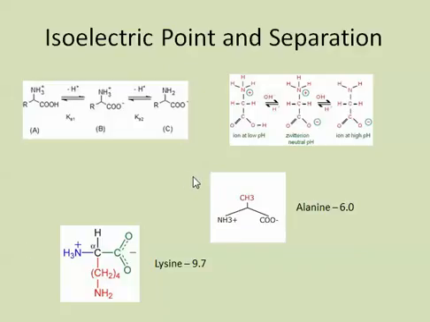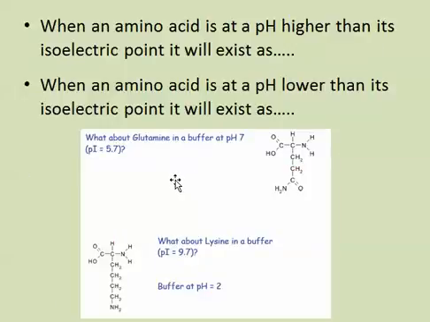So this idea of gaining and losing protons from our amino acid leads to an isoelectric point. So at our isoelectric point, you can see we've got our zwitterion existing, and above or below that we're going to expect to see maybe an overall charge on our amino acid. So at these isoelectric points, this is what the amino acids look like. And that idea is important in enabling us to separate amino acids.